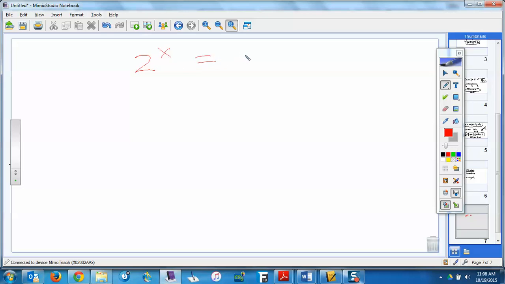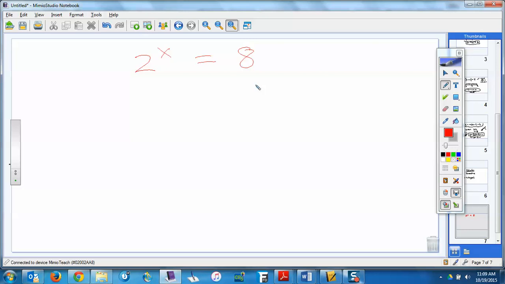Okay, so if I had, well, let's just do a really easy one. So if I had something like this, solve this equation, right? X is what then? 3. X is 3. Now we can just do that in our head. But we can also use logarithms.